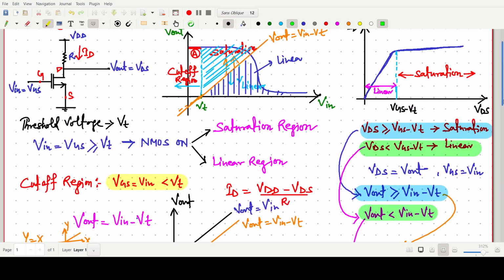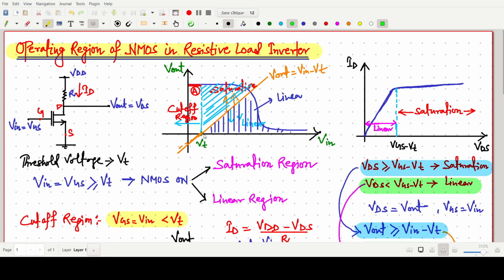So that is how we say in which region the circuit is operating in a resistive load inverter. I have already made a video on the operating region of the CMOS inverter, in which I covered which region NMOS or PMOS operates in. So this A region is our cutoff region, this B region is our saturation, and the C region, the blue one, is in the linear region. This is a very easy one to know.